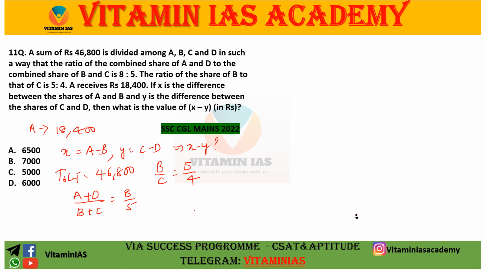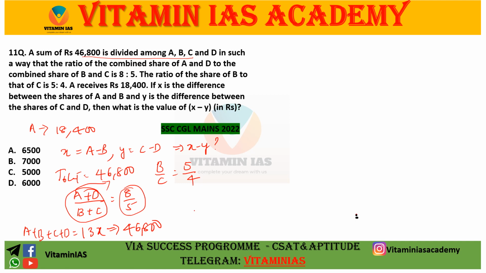Here the total sum is how much? 46,800, which means A plus B plus C plus D is equal to 46,800, and that too we gave the ratio here. They gave the ratio 8x plus 5x, nothing but 13x, and that 13x is equal to 46,800, because in the question they are saying that 46,800 is divided among A, B, C and D. That's why A plus B plus C plus D is equal to 13x.